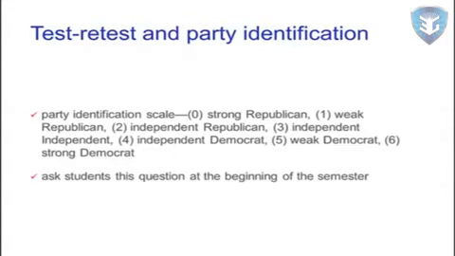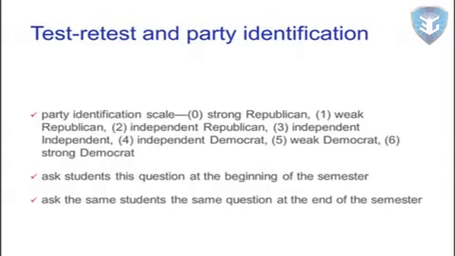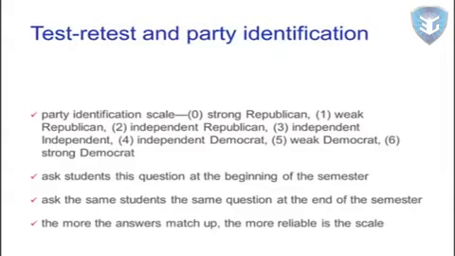If I want to assess the reliability of the 7-point scale as a way of measuring party identification, I could ask you all the same question again at a later point in time. To the extent that your answers in the second round match your answers provided in the first round, the 7-point scale would be said to be a reliable way of measuring party identification.